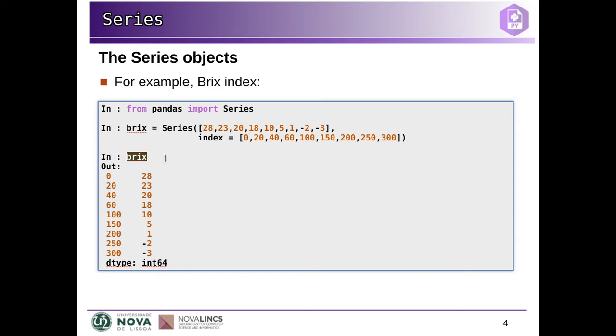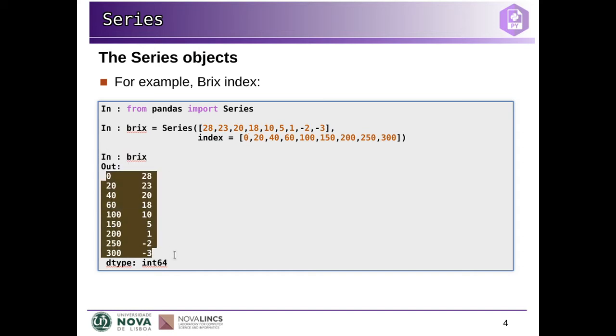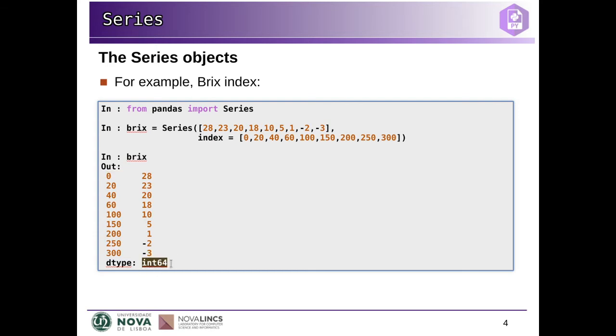If we want to print out what the Brix series has, we have these two columns. So these are integers, the data type, and the first column is the index for all the values, and here are the associated Brix values. So we have this value at 0 hours, 23 at 20 hours, at 40 hours 20, and so on. So this is one way we can create a Series object.